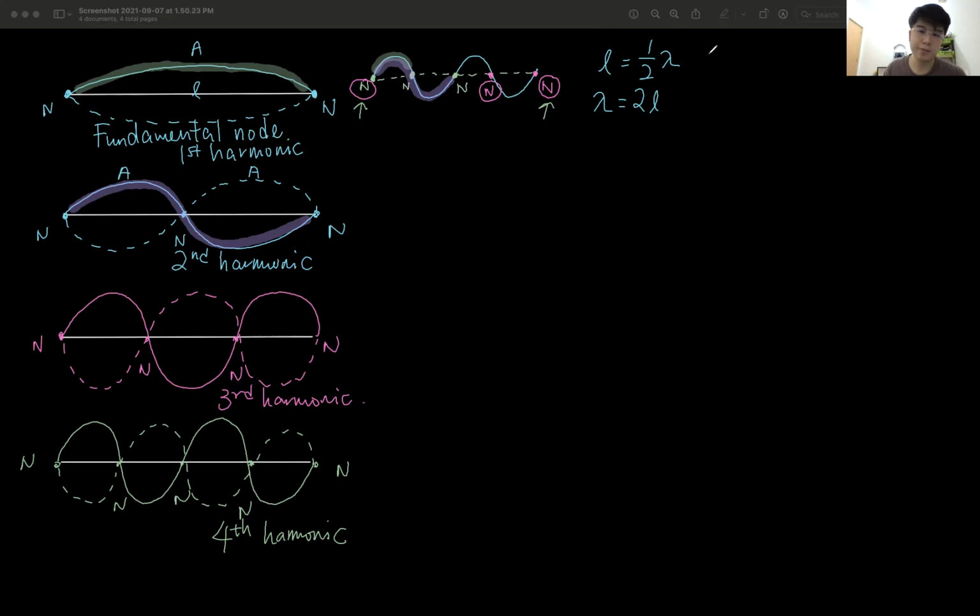So we know that velocity equals frequency times lambda. I just express the frequency in terms of the rest. So we get frequency equals v over lambda. Put it here, frequency equals v over 2L. Okay, because this is the fundamental mode, I'll call this the fundamental frequency.